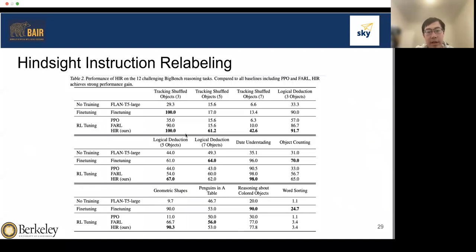But sometimes you can see that for logical deduction, it can get relatively comparable performance. This is a bad example, but for data understanding, it can get kind of comparable performance. And for object counting, it's not quite so good because it's only improving 2%. So I do think there's potential we didn't tune this algorithm enough because of the deadlines.